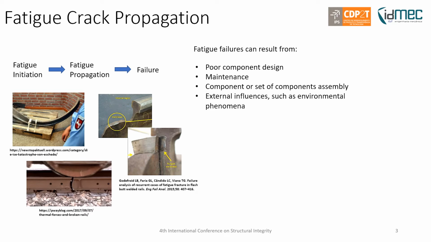As we know, a fatigue life can be divided into three stages. The first is the fatigue crack initiation, then crack propagation, and if the crack is not stopped, the failure. Now, fatigue failures happen due to poor component design, maintenance, components or set of components assembly problems, and external influence such as environmental effects. Now, this is true in many areas of the industry, but the railway track and railway industry is one area where fatigue crack propagation can lead to catastrophic events.